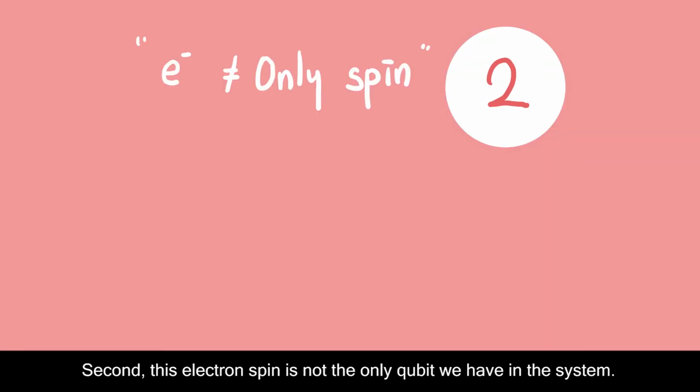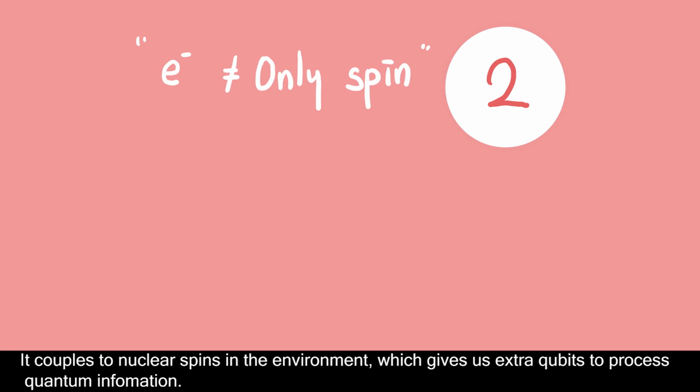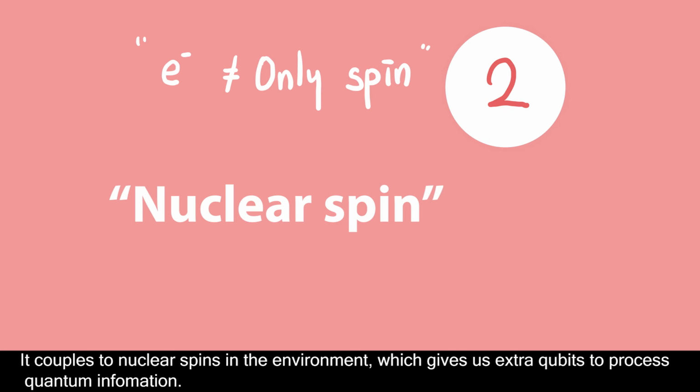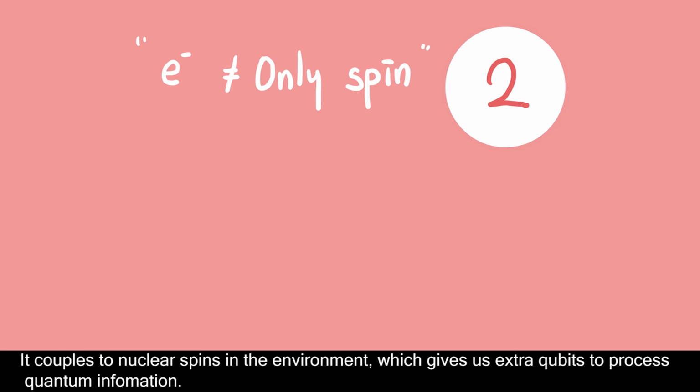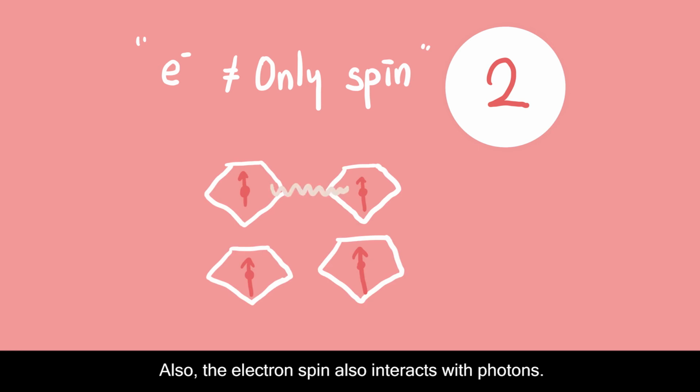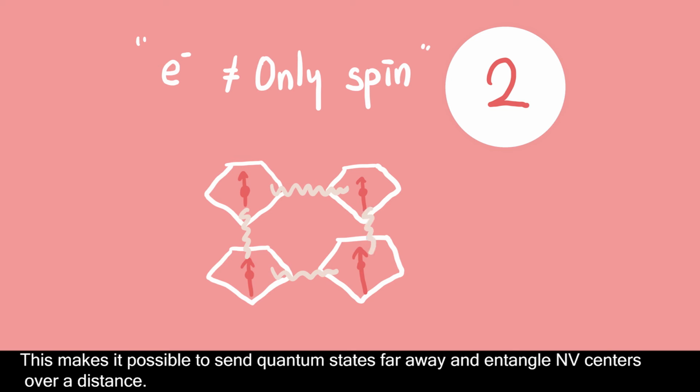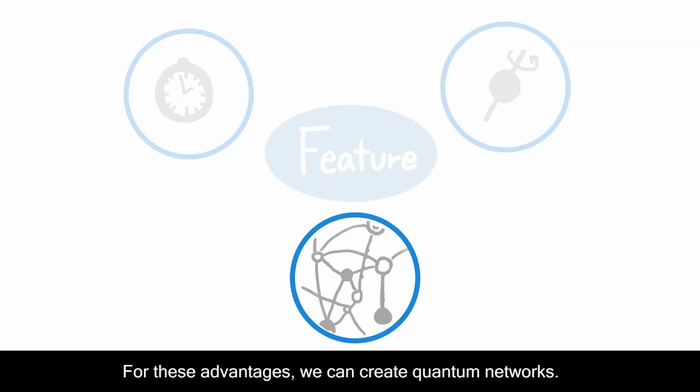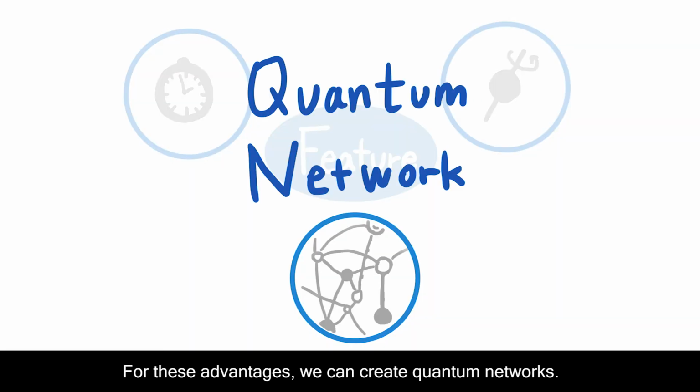Second, this electron spin is not the only qubit we have in the system. It couples to nuclear spins in the environment, which give us extra qubits to process quantum information. Also, the electron spin reacts with photons. This makes it possible to send quantum states far away and entangle NV centers over a distance. For these advantages, we can create quantum networks.